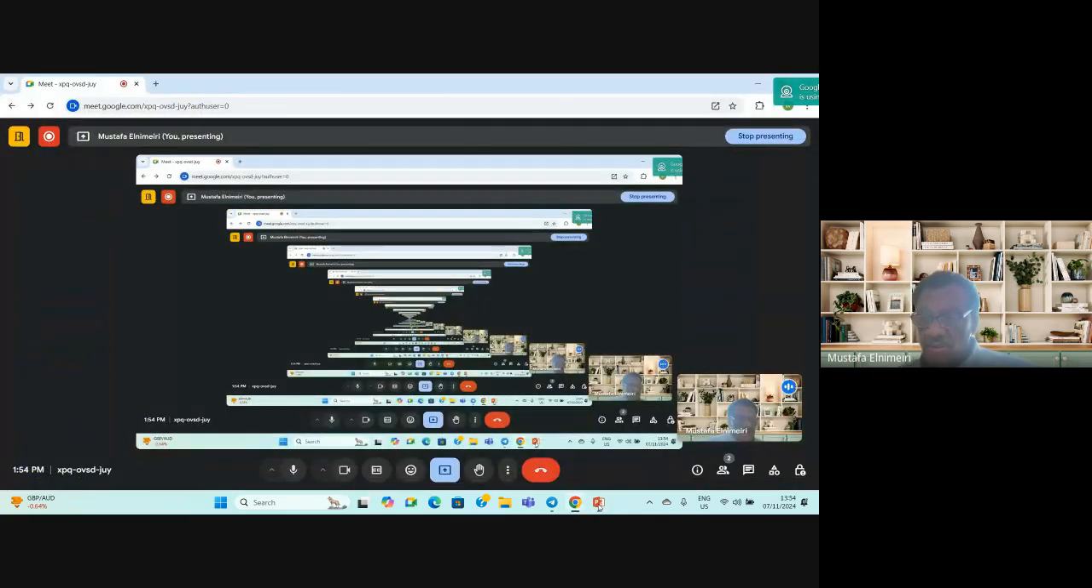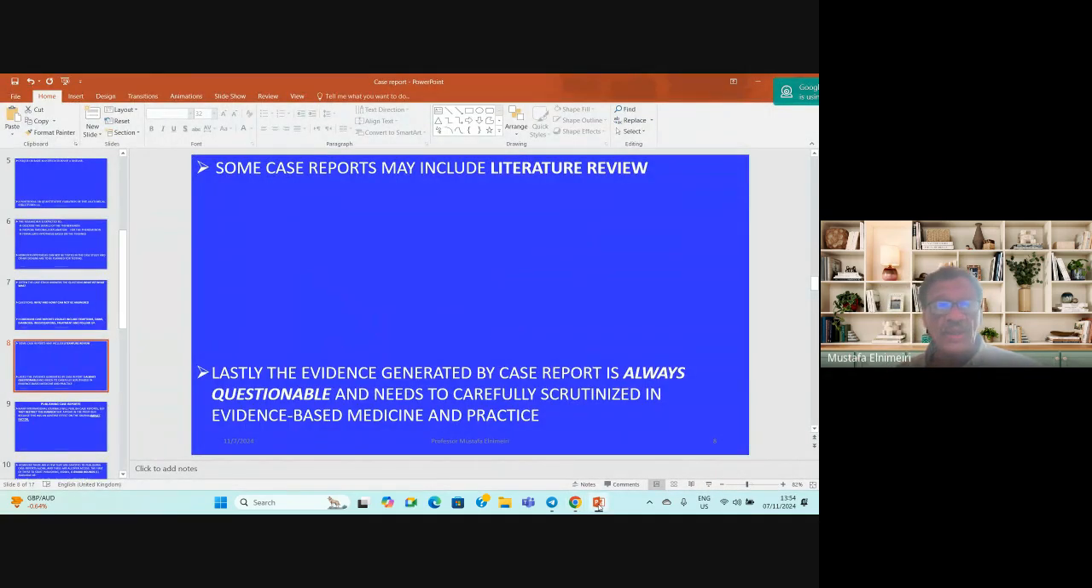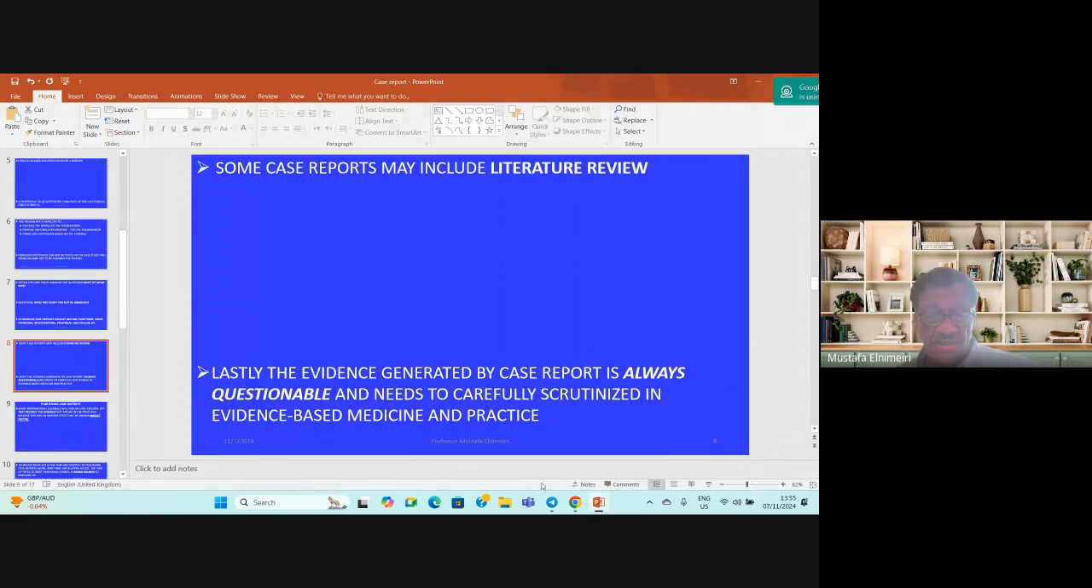Maybe there are similar cases reported before or published in peer-reviewed journals, so that you can go to the previous literature and include it in your case report. Lastly, the evidence generated by a case report is always questionable and needs to be carefully scrutinized in evidence-based medicine and in clinical practice and medical practice in general. We should not take evidence out of a case report, as the evidence is weak to be included.